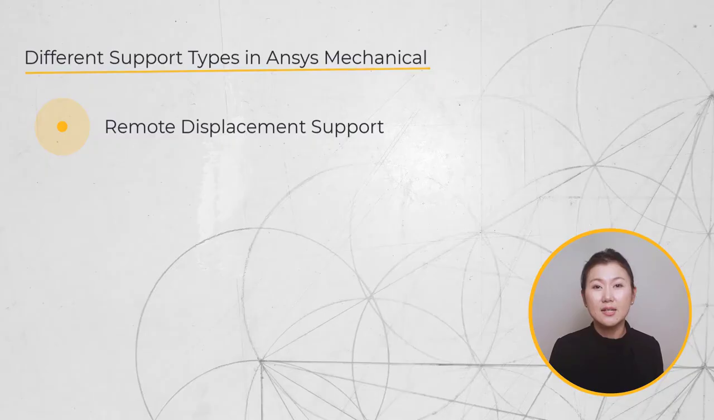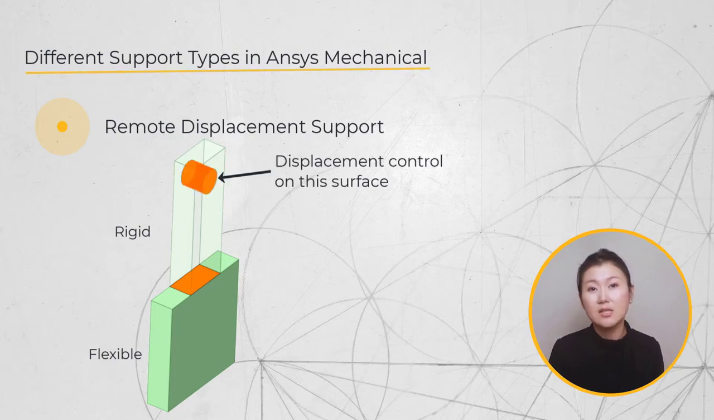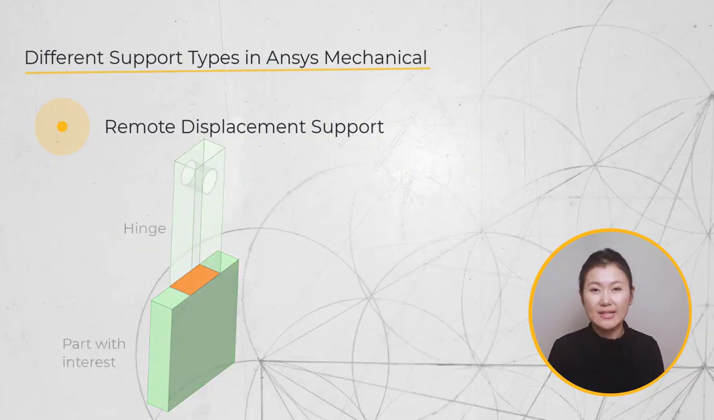Next, let us discuss the remote displacement support. Consider a rigid object bonded to the part's surface, but its motion can be controlled at a specific location. Using the remote displacement support, we can transfer this displacement or rotation from the rigid body to our parts of interest without modeling the rigid part. This is useful, for example, if you want to apply a rotation from a location in space to a surface.